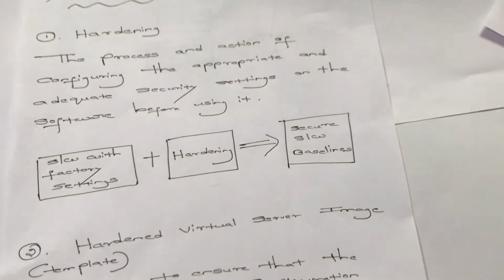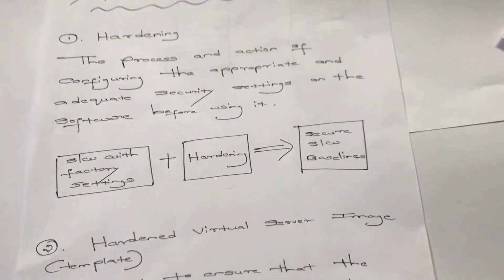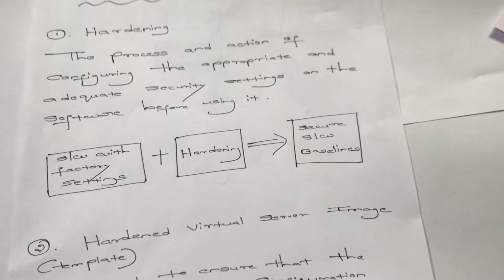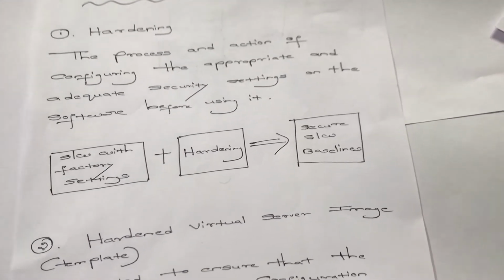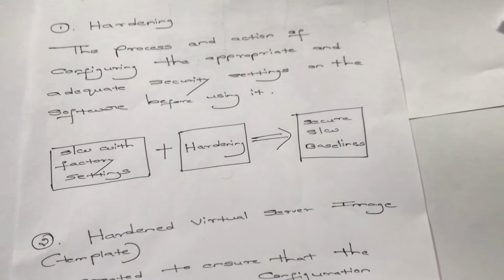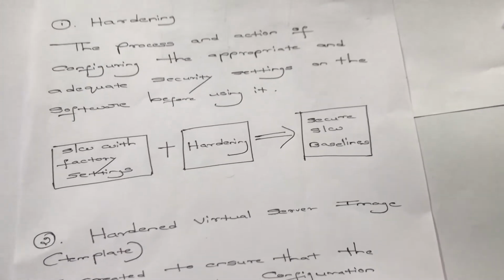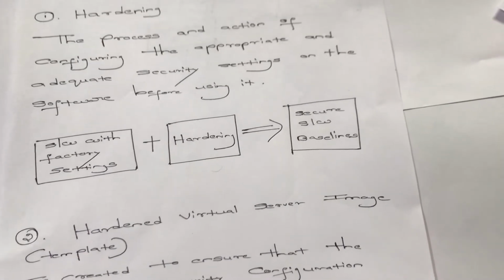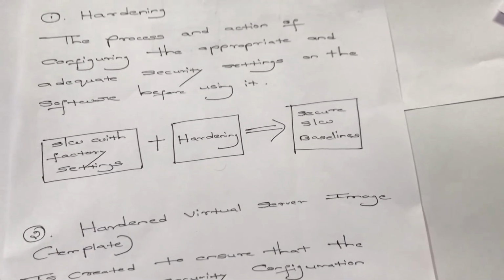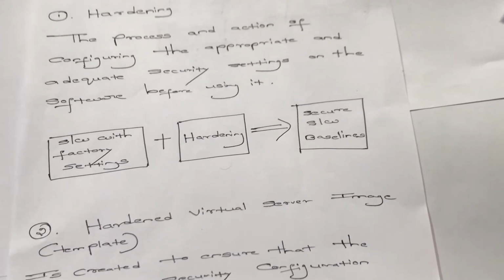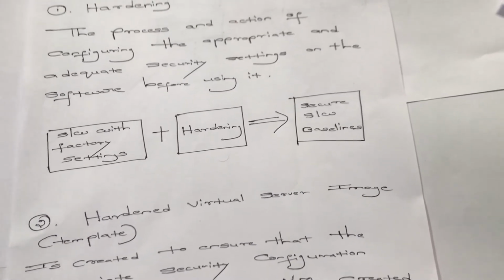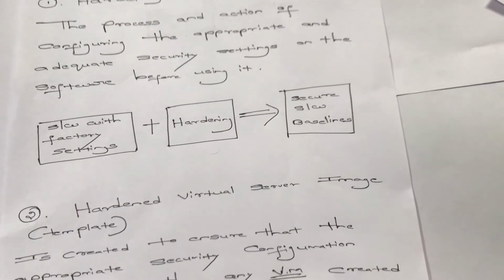So what hardening does is, whenever we buy some software or some systems, we perform the hardening process. That means we do the configurations with respect to the software, especially the security settings, in order to make that software more secure. So this is about hardening.